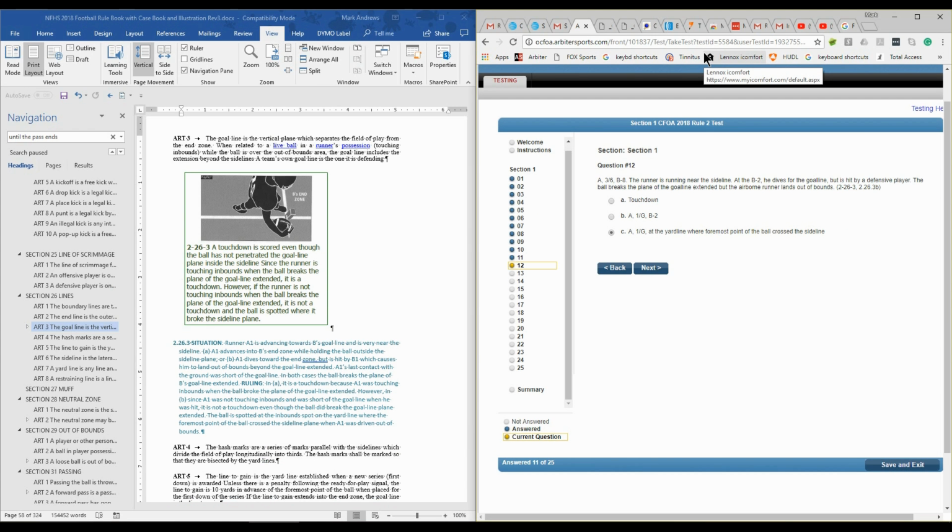Question 12. Now this question deals with the goal line, probably the most important line in the game of football. And there are some real nuances to the goal line, believe it or not. And we're going to talk about those in this question.